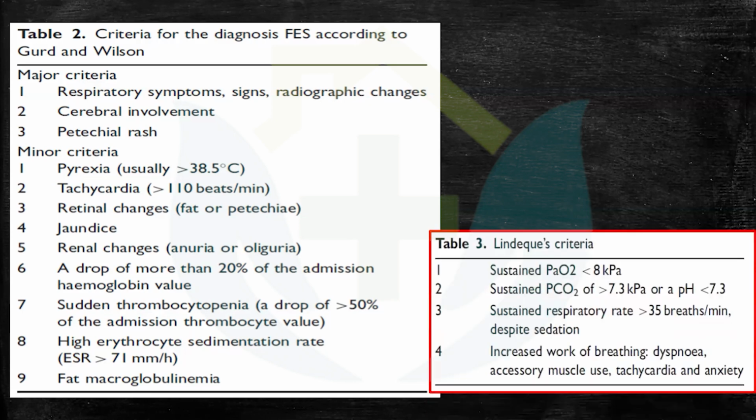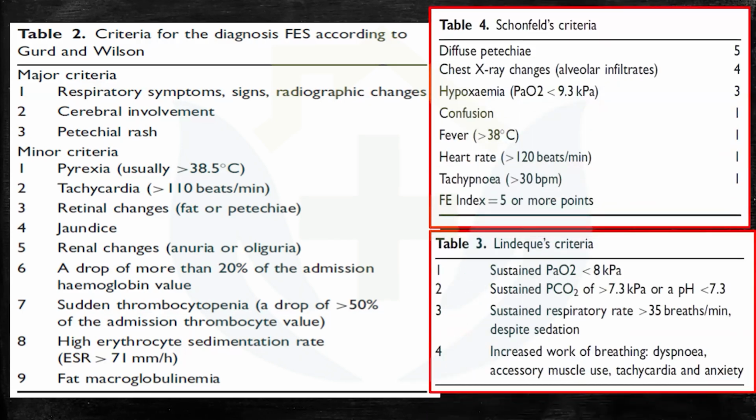The other criteria which are also used are Lindeque's criteria and Schonfeld. The Schonfeld and the Lindeque are important because they have a PO2 level. Hypoxia is categorized as PO2 less than 9.3. In Schonfeld, they have given particular scoring marks to particular symptoms. If you have petechiae, you have the highest marks of 5. The chest X-ray is 4.